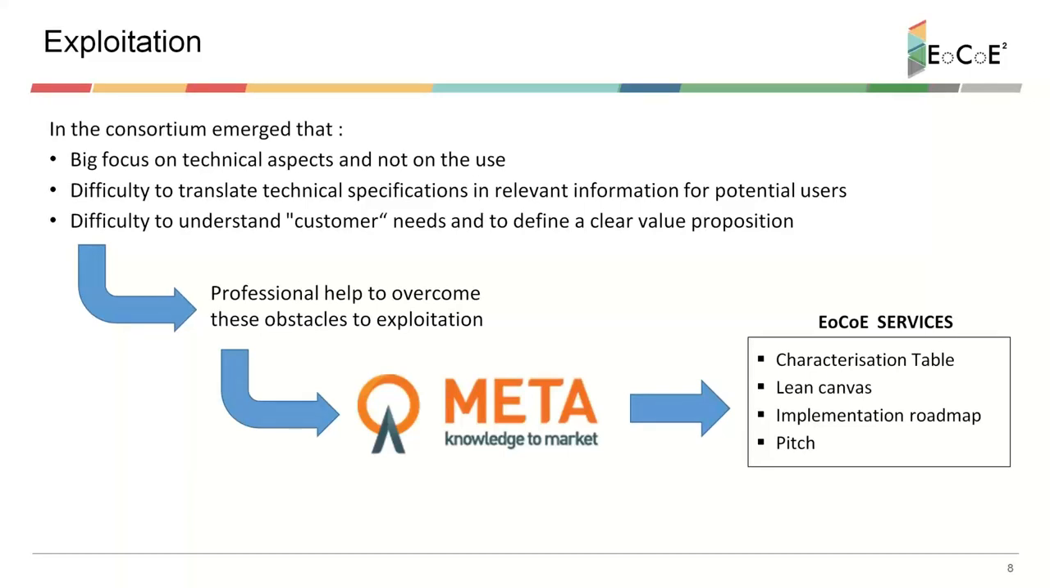So we tried to have a professional help to overcome this gap between research and exploitation. We hired a meta company. They are experts in this field, and with their help, we were able to define exactly the ECO services, what is useful from ECO innovation for the customers outside the project. So all our services are well characterized. There is a characterization table, a link canvas. We developed an implementation roadmap, and there is a pitch to present these innovations to eventual customers outside the project.